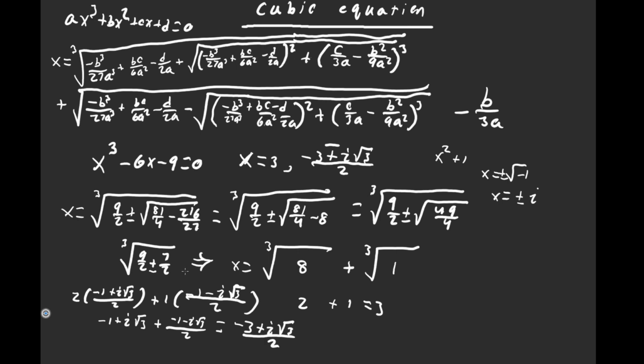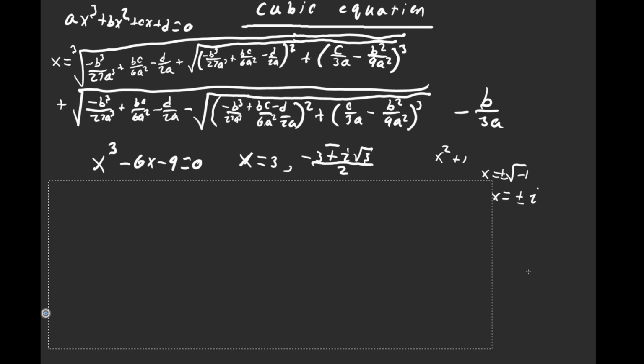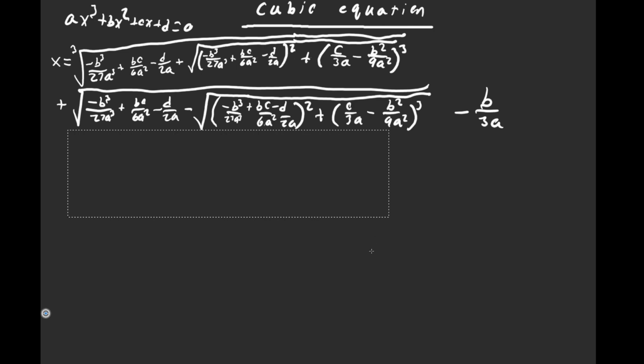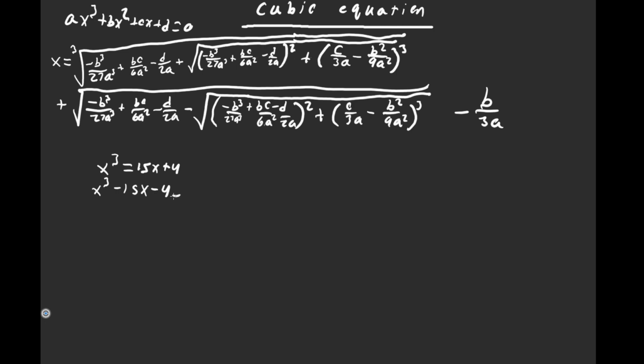So with that out of the way, we found our three solutions to the cubic x cubed minus 6x minus 9 equals 0. So let's go ahead and clear all of this up, and I will solve one more cubic. Let's solve one more depressed cubic, x cubed equals 15x plus 4. Let's move everything to the left-hand side to set it equal to 0.